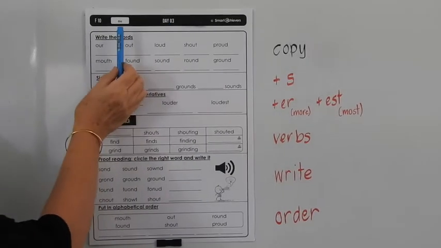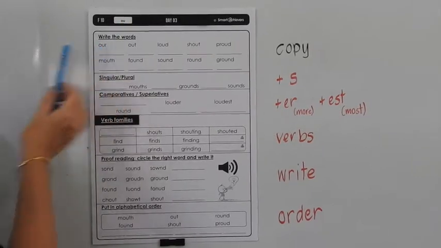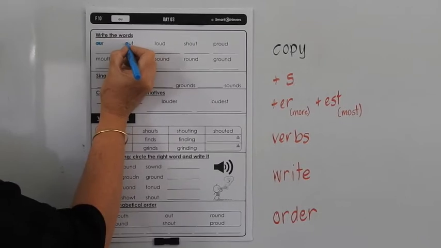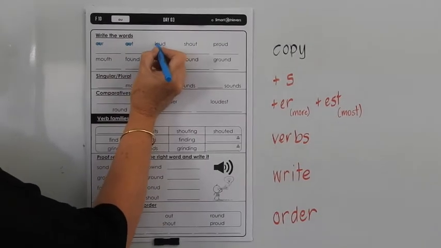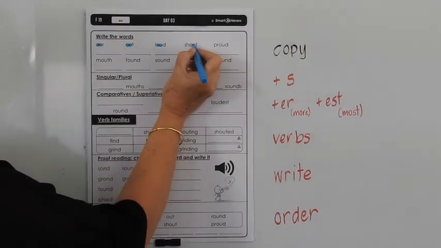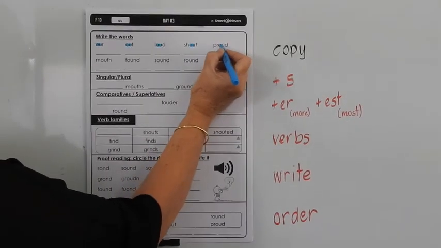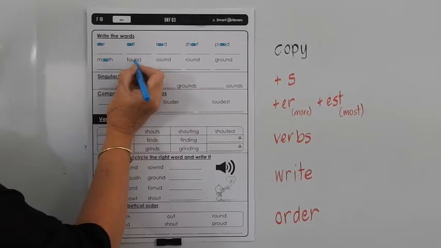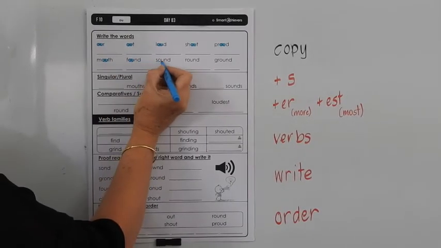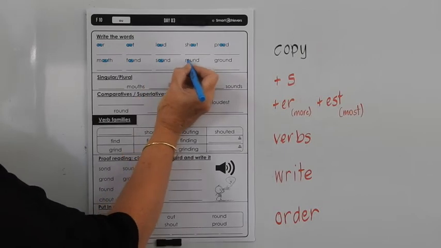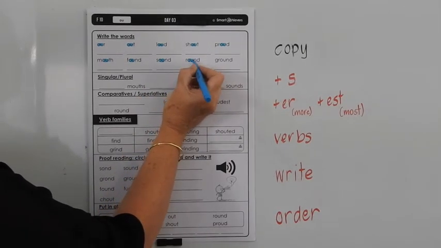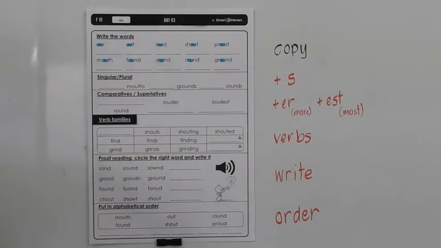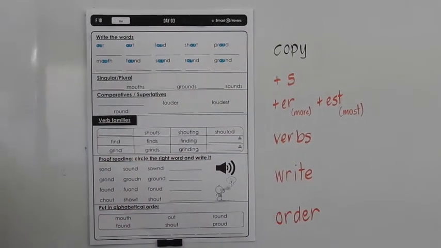F10 day 3, we're revising the owl sound with the OU. We're using OU for the owl sound. So we've got out, loud, shout, proud, mouth, found, sound, round, ground. So then you have to read the word, sound the word, spell the word, cover it and write it.